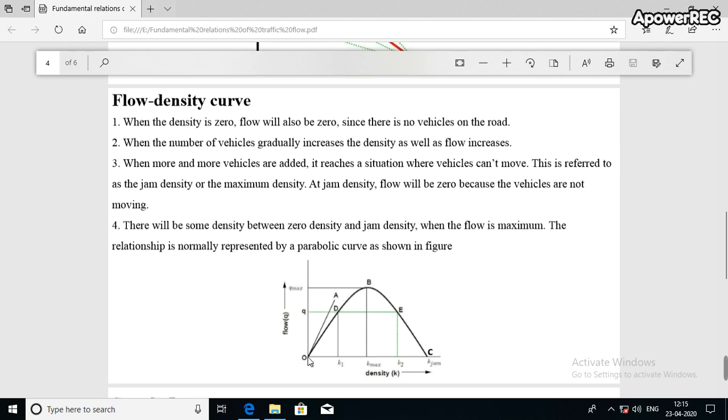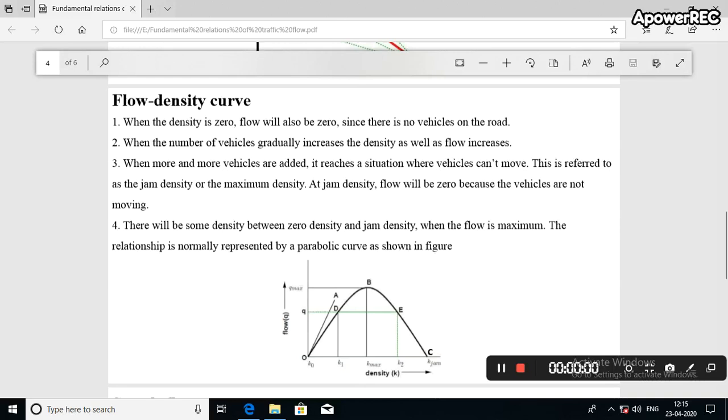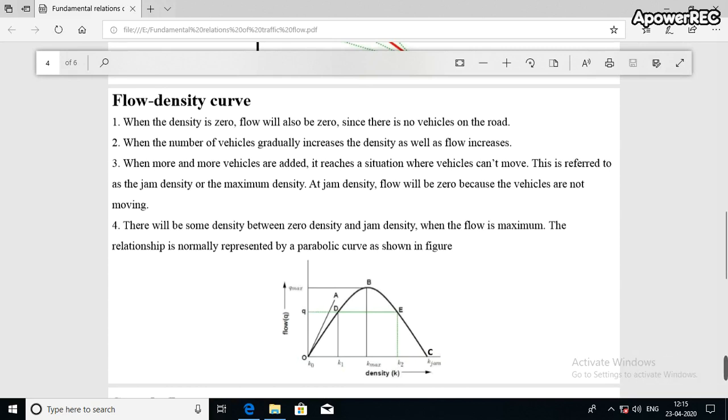Now, as the number of vehicles increases, which signifies an increase in flow as well as an increase in density, up to a certain point, this increase in both the numbers will take place. That point is shown here as B in the particular graph.